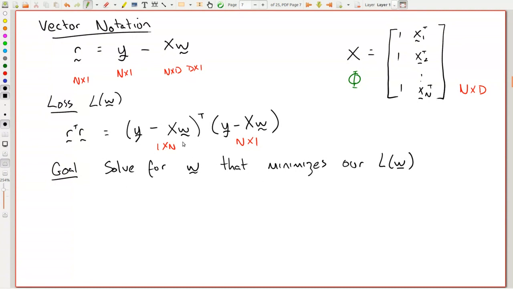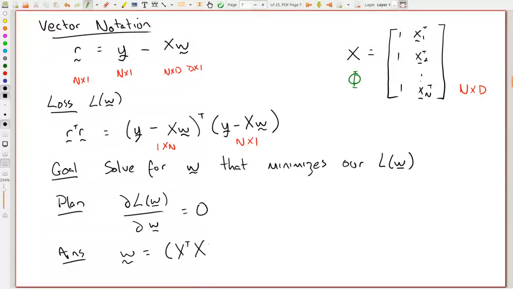Okay, so our goal is to estimate this W value, and the way we're going to go about this is we're going to take the derivative of this loss function with respect to the weight vector, and then we're going to set it to 0. And our aim, or the answer that we want to get to, which we've seen in the slides, is an expression for W of the form. Okay, so we're going to step through how we actually get from here to here. That's going to be our objective.